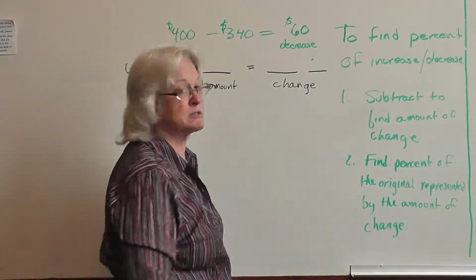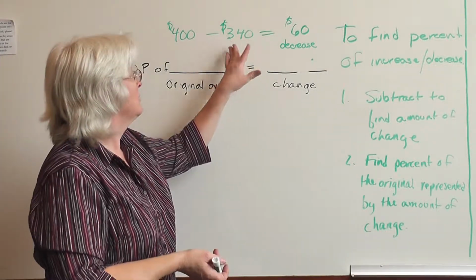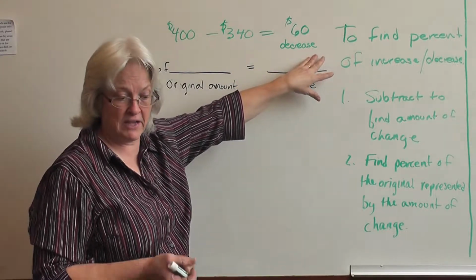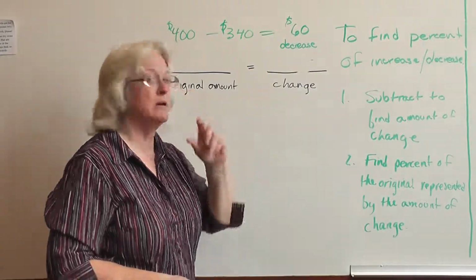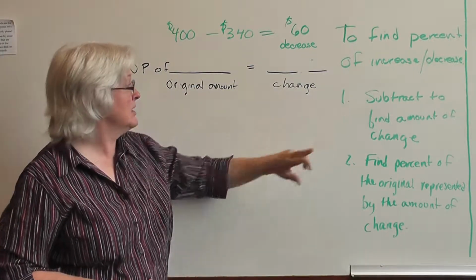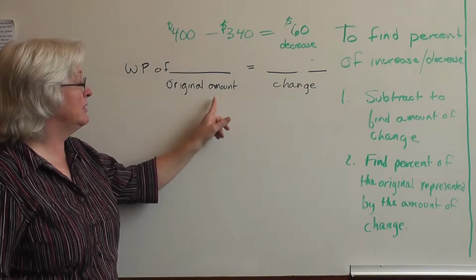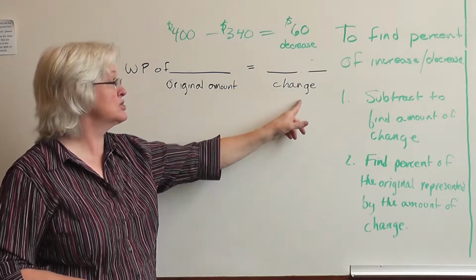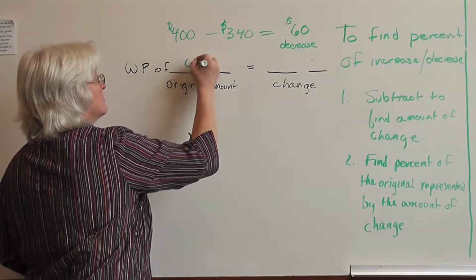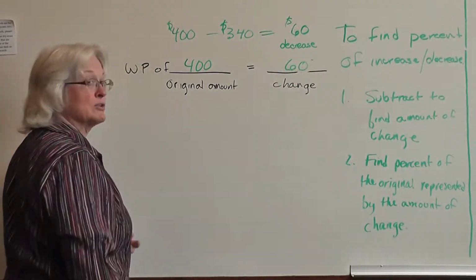And in this case, a decrease might be good. Maybe something that was important for you to buy cost $400, and it's on sale for $340. So it dropped $60, which we're going to find out should be 15%. So how are we going to figure this out? We've already found the amount of change. Now we're going to find the percentage of the original amount represented by the change. What's our original amount? What percentage of $400 is the change, which is $60?